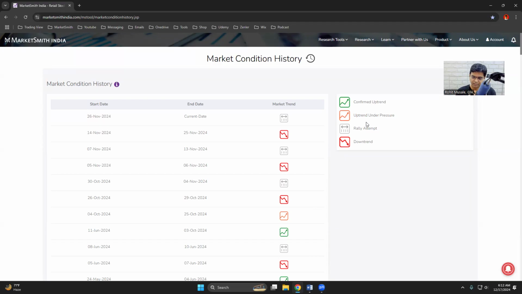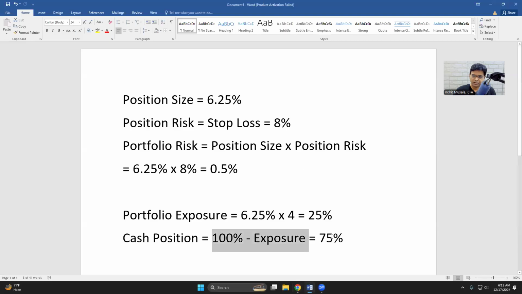Your system should be designed in such a way that the market should pull you in when it is healthy, when it is in a confirmed uptrend, and the market should kick you out when the market is becoming weak. Okay, that is how your system should be designed. So your portfolio exposure and your cash exposure should be adjusted based on market conditions. You cannot look at these numbers in isolation. Okay, they are directly related to market conditions.